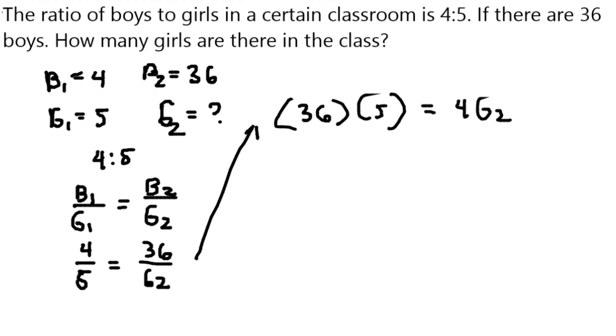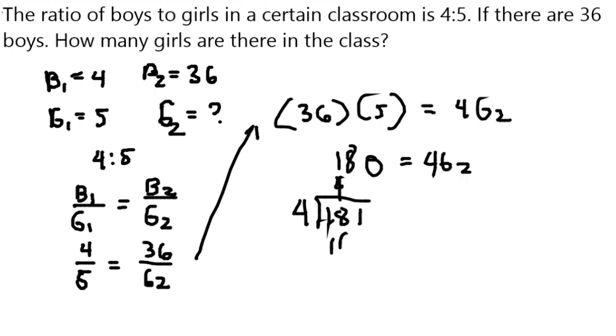Now, what is 36 times 5? Let's use our head. 6 times 5 is 30. We carry the 3, and 3 times 5 is 15 plus 3 gives 18. So we got 180. Now we're going to use long division.